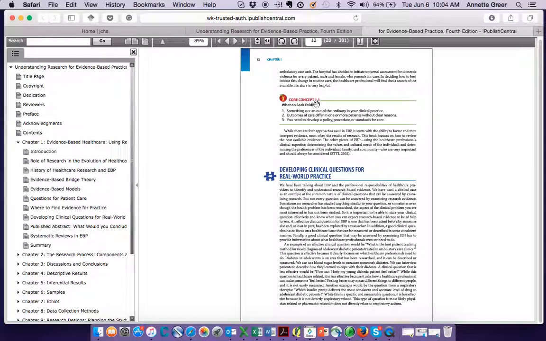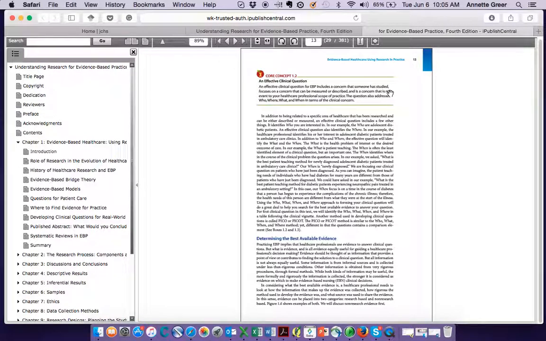Look at the core concepts of each chapter: when to seek evidence, when something occurs out of the ordinary, when outcomes of care differ without clear reasons, and when you need to develop a policy, procedure, or standard of care. This is when you are engaging in evidence-based practice and what triggers it.